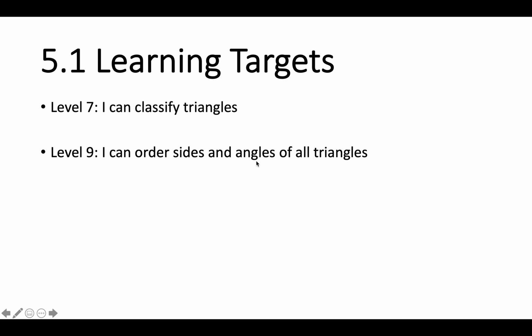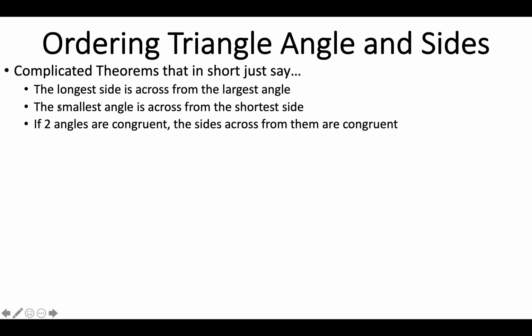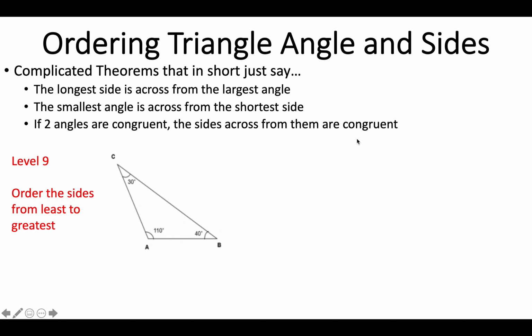Level 9, I can order the sides and angles of all triangles. So, basically, a bunch of different theorems, and they all say the longest side is across from the biggest angle. The smallest angle is across from the shortest side. If 2 angles are congruent, the sides across from them are congruent.